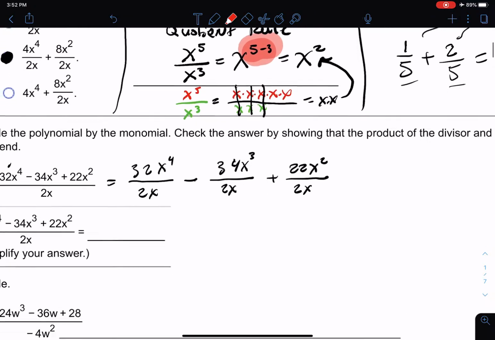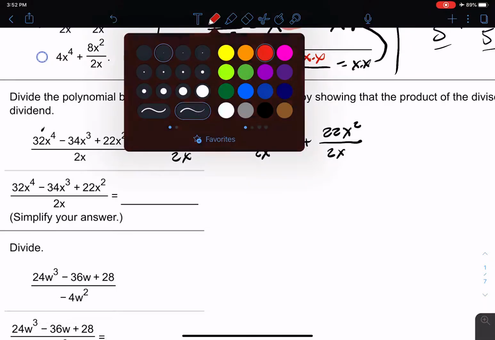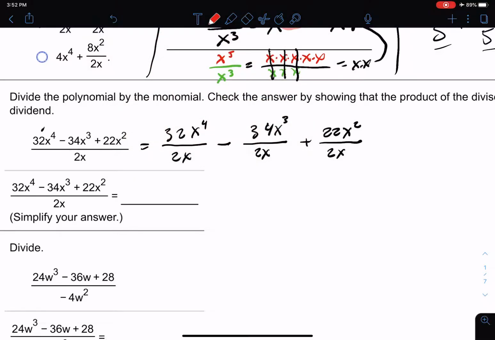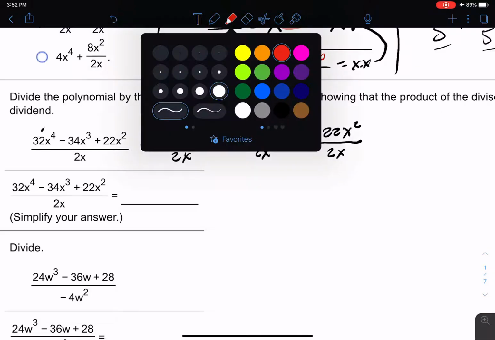Okay, so I wanted to cover that, as we're going to have to use that rule coming up. So now we want to simplify. Let's do the coefficient first. You could say reduce 32 over 2, or, because it goes in perfectly, you can say 32 divided by 2. But I'm basically taking a look at this stuff right here.